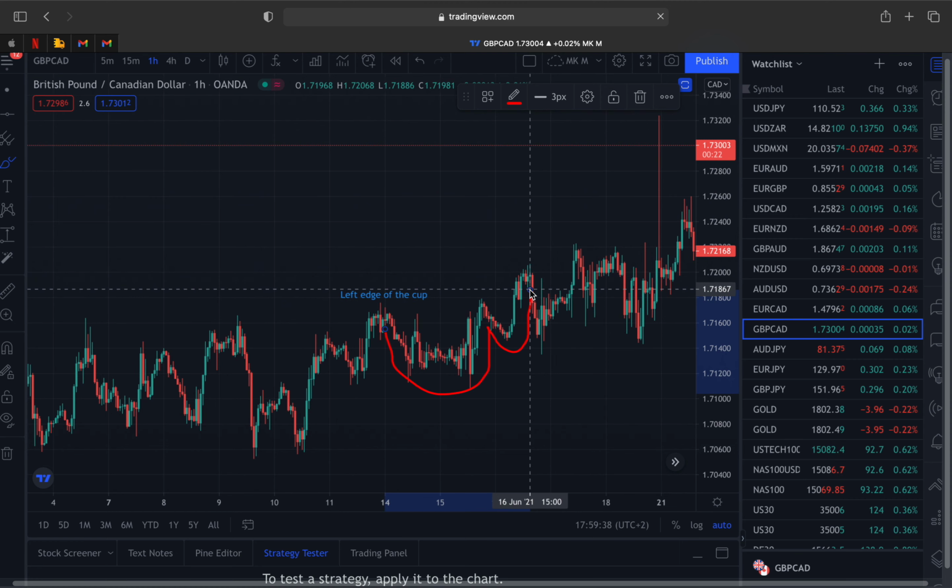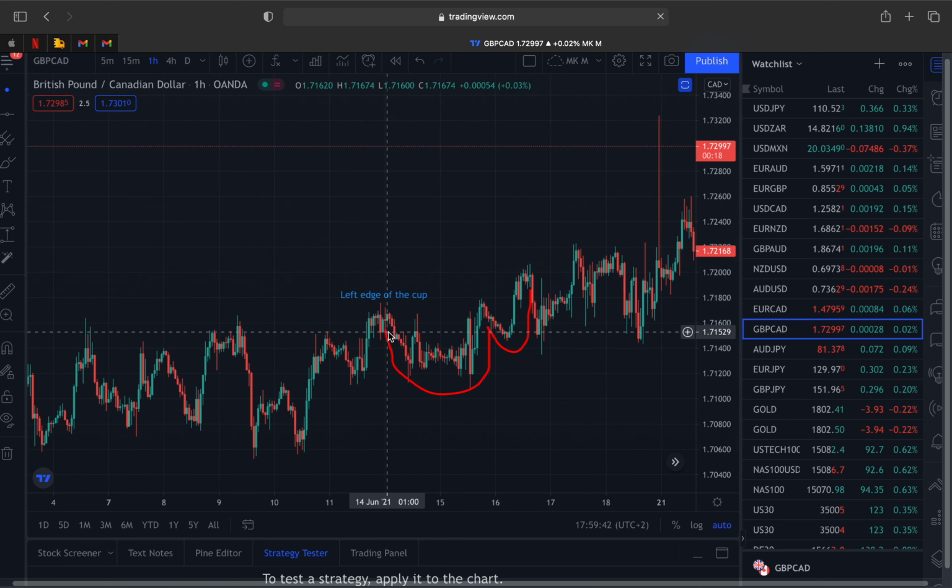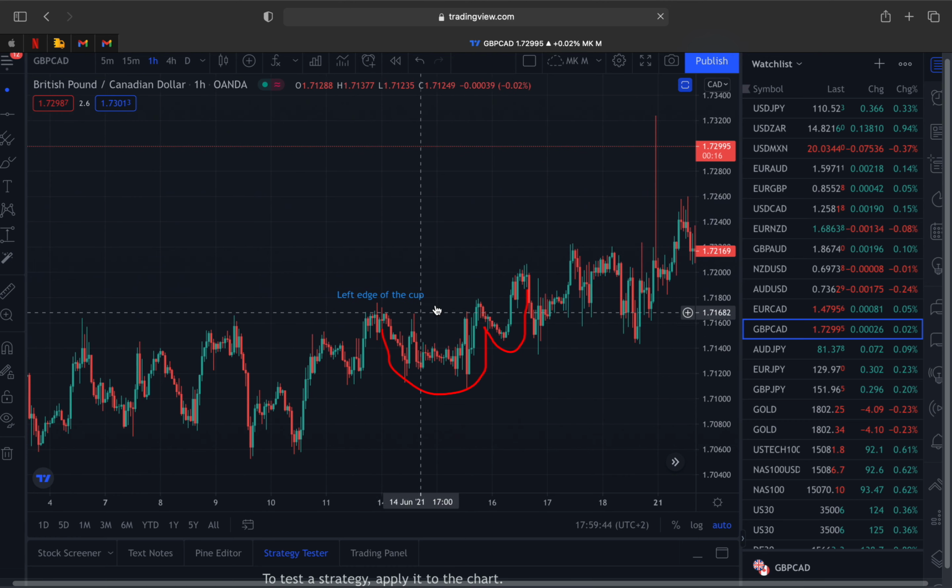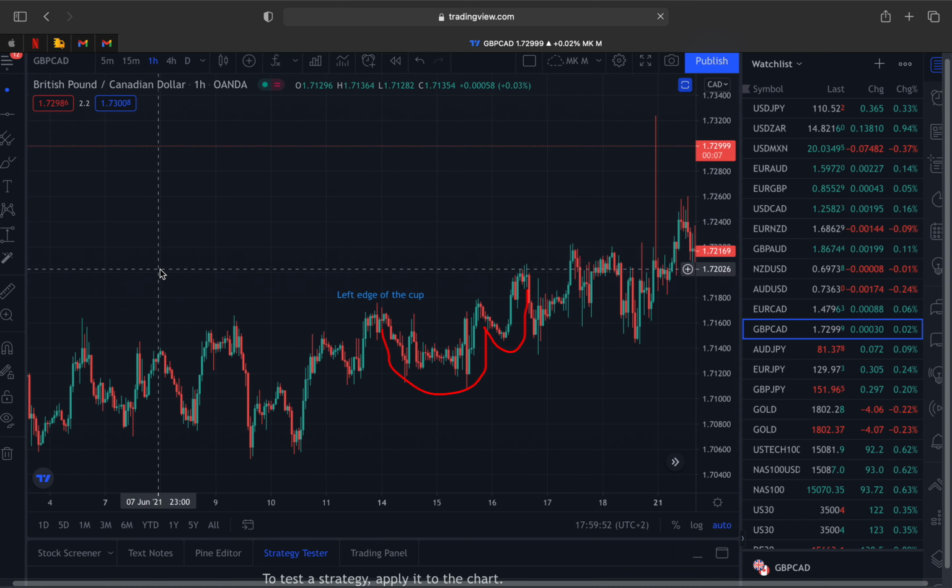Alright, there we go. Now let me just go back then. So as you can see, now we have the left edge of the cup. Then that left edge of the cup forms almost like a straight line, which is aligned with the right edge.